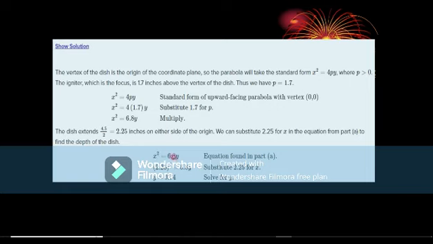So x squared is equal to 6.8y. That's the equation found in part A. Then 2.25 squared is equal to 6.8y. We substitute the value of x. Then to solve for y, it is approximately 0.74. Okay, so this is now the answer.